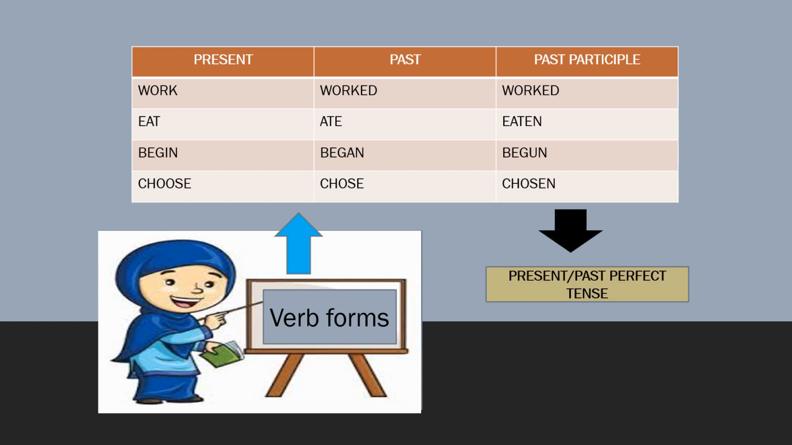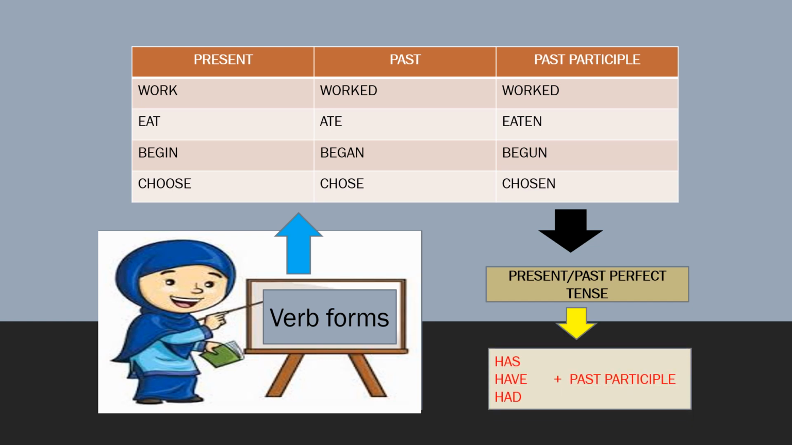For past participle, it is very special. We cannot use it on its own. Past participle can be in the form of present or past perfect tense. We need to have the word has, have, or had in front, plus the past participle form of the verb, and that will make the sentence the present or the past perfect tense. But for our lesson today, we are going to focus on the present perfect tense, which means has and have plus past participle.